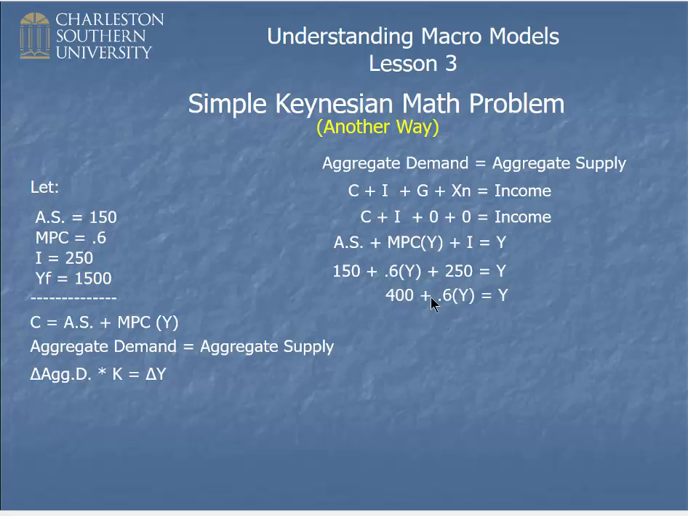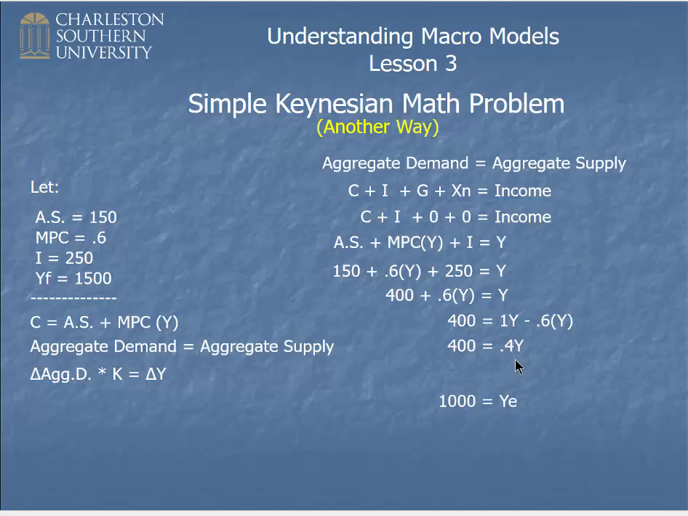So I get 400 plus 0.6 times Y equals Y. Next thing I'm going to do is subtract 0.6Y from both sides. So now I have 400 equals 1Y minus 0.6Y. So 1Y minus 0.6Y would be 0.4Y. Then I'm going to divide both sides by this 0.4, and I get this. Equilibrium income is 1,000.